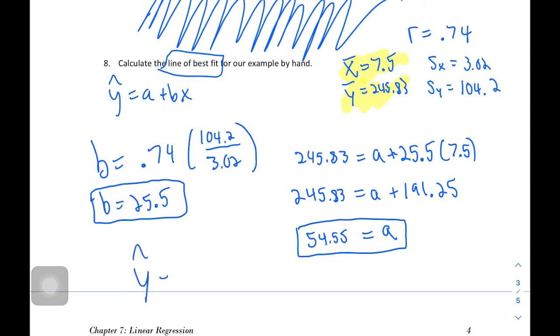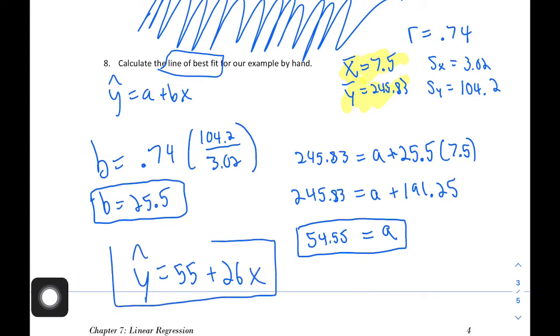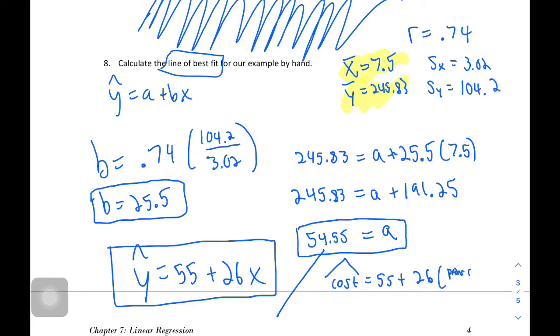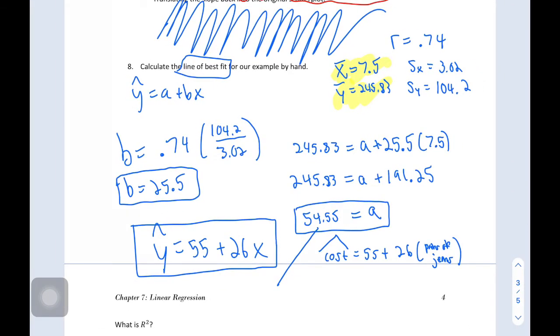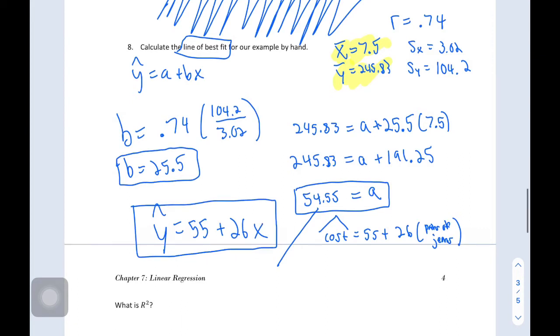I can say that now my equation is, and again, if I just rounded here, my y-intercept, let's say, is 55 plus 26x. Make sure you have y hat. Or again, this could have been your predicted cost equals 55 plus 26 times the pairs of genes. Either of those is acceptable.